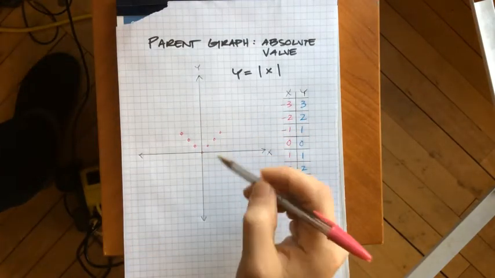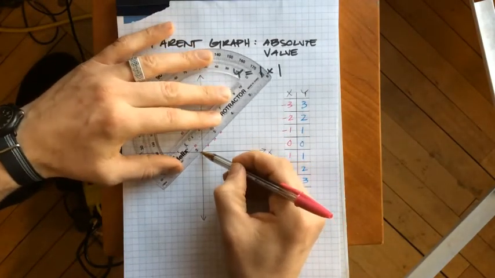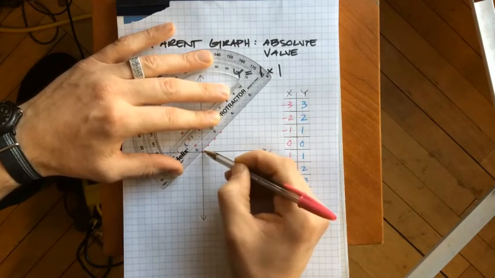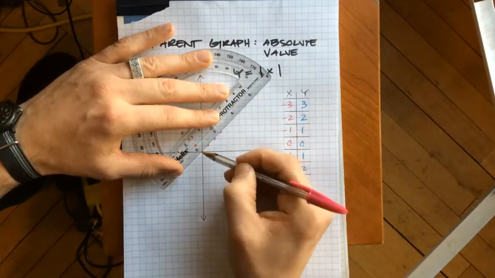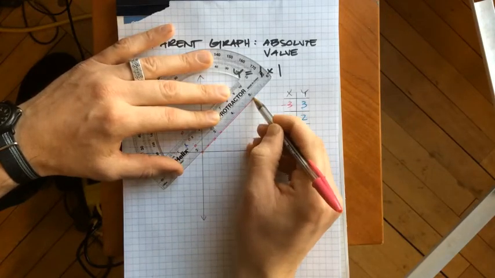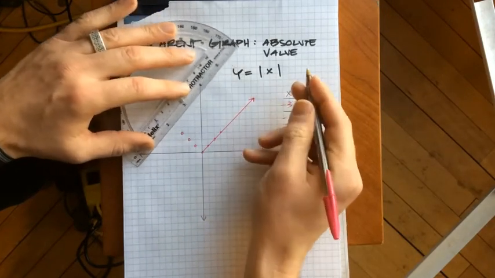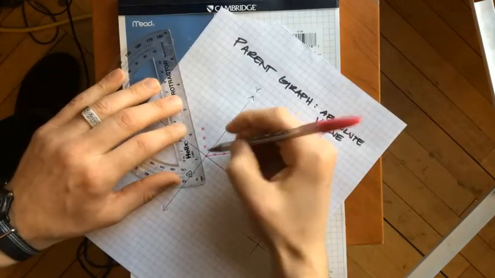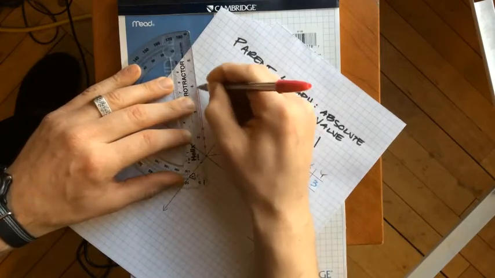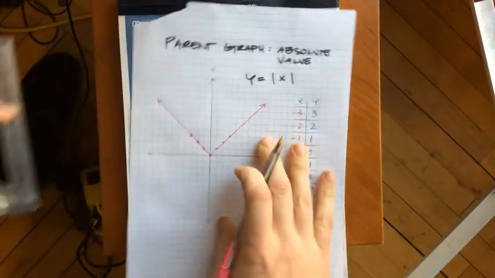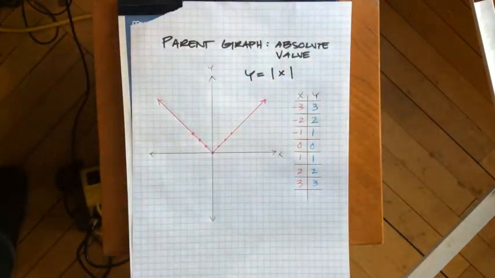Now we only did a small amount of points, but there are an infinite amount of points. So I'm looking here, over 1, up 1 every time. It goes 1, 1, 1, 1 every time; that is the slope. I'm going to continue that on, and the arrow means that it goes this way forever. Other side, same story in the other direction. And there's the absolute value graph.